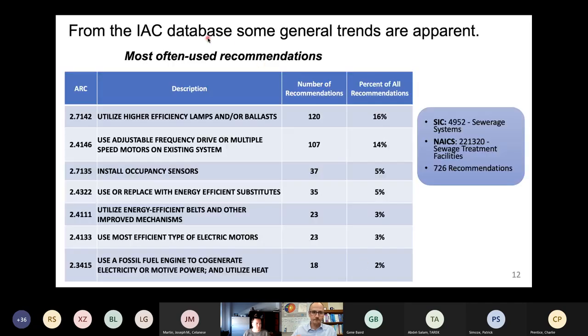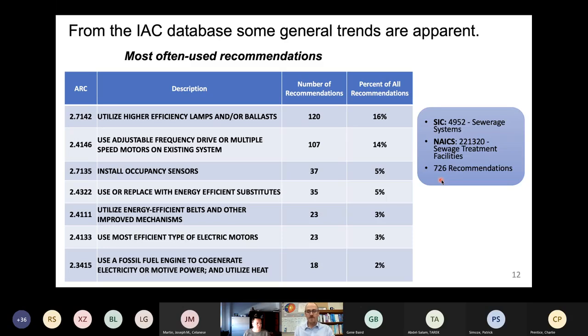From the IAC database, we can find some general trends. Now, what we did here is we queried the database, which I encourage all of you to do. If you're looking for ways to save energy, go to the IAC database and dig in and see what's available there. Just search IAC database, and I think that should pull it up for you. Maybe include Department of Energy in your query to make sure you get to the right place. But you can search for different SIC and NAICS codes. So 4952 are sewerage systems, and NAICS 221320 are sewage treatment facilities.